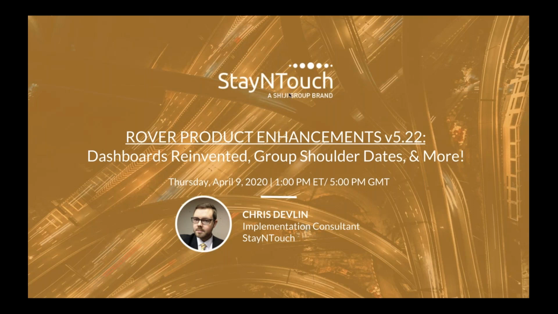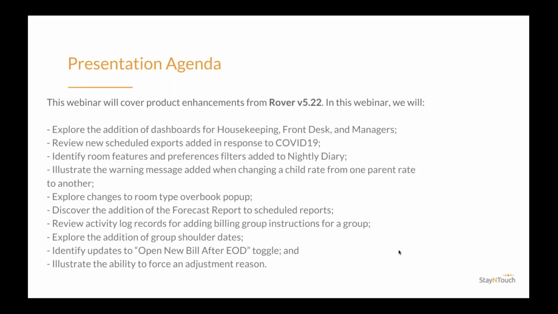Today's presentation will cover how you can get the most out of the Rover v5.22 product release. In this webinar, we will explore the addition of dashboards for housekeeping, front desk, and managers, review new scheduled exports added in response to COVID-19, identify room features and preferences filters added to the nightly diary, illustrate the warning message added when changing a child rate from one parent rate to another, explore changes to room type overbook pop-up, discover the addition of the forecast report to scheduled reports, review activity log records for adding billing group instructions for a group, explore the addition of group shoulder dates, identify updates to the open new bill after end of day toggle, and illustrate the ability to force an adjustment reason.